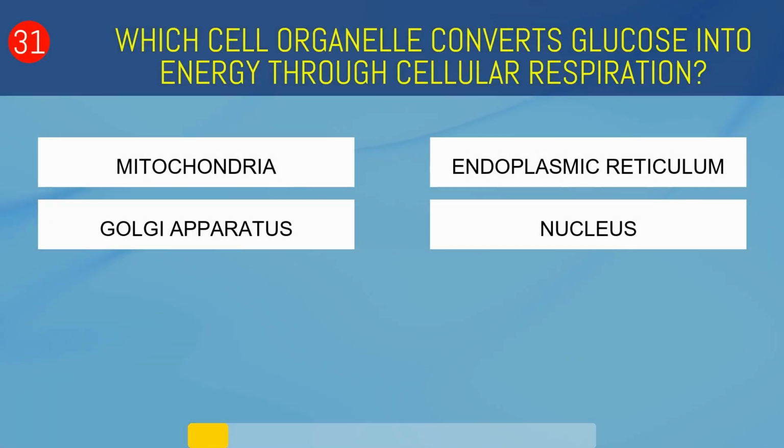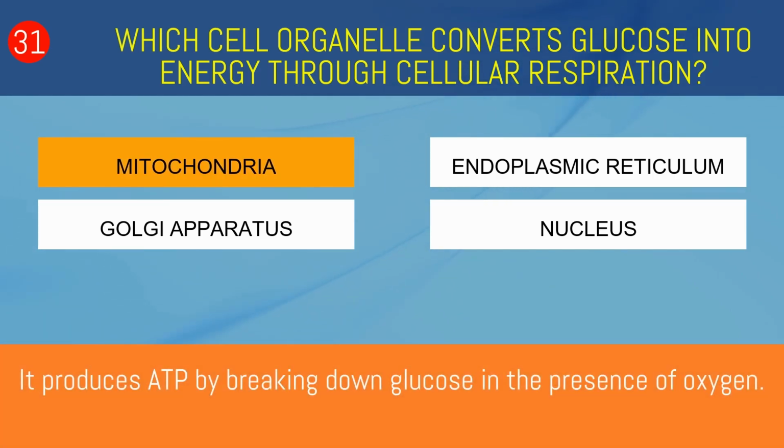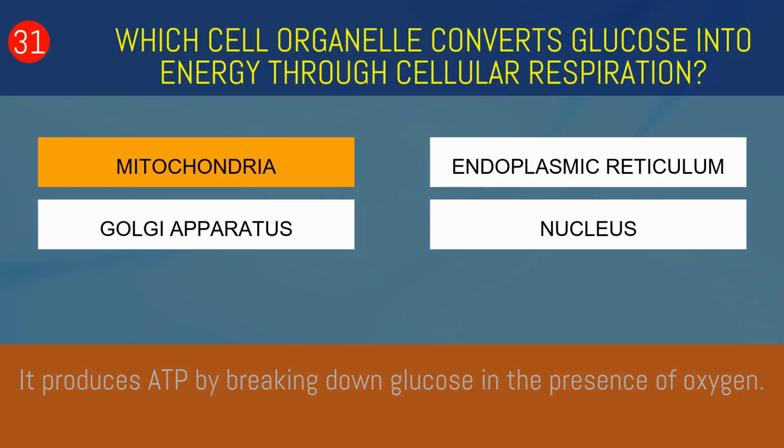Which cell organelle converts glucose into energy through cellular respiration? Mitochondria, Golgi apparatus, endoplasmic reticulum, or nucleus? Mitochondria. It produces ATP by breaking down glucose in the presence of oxygen.